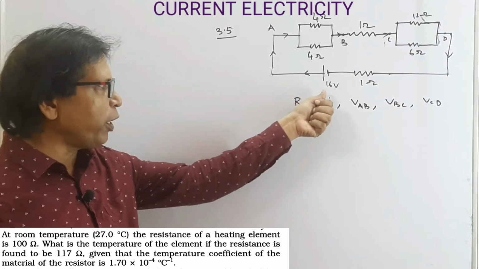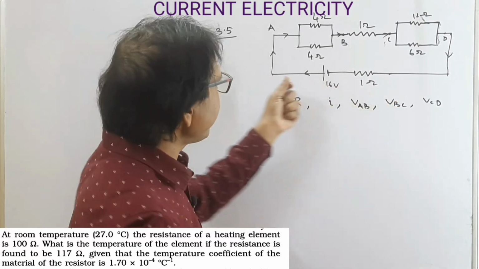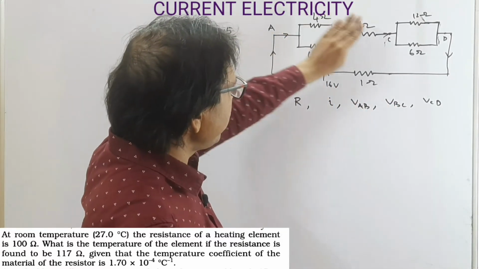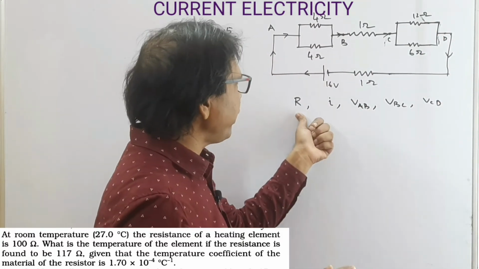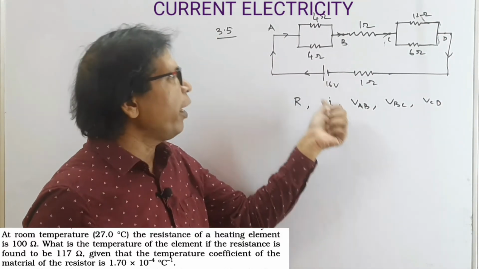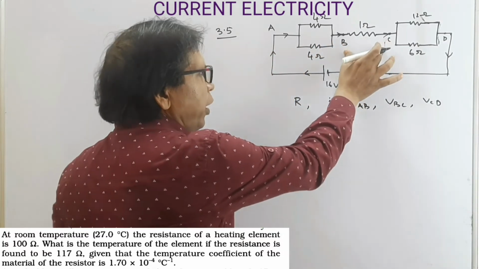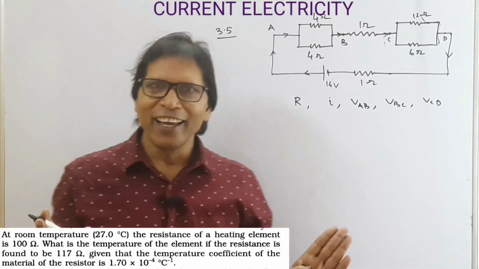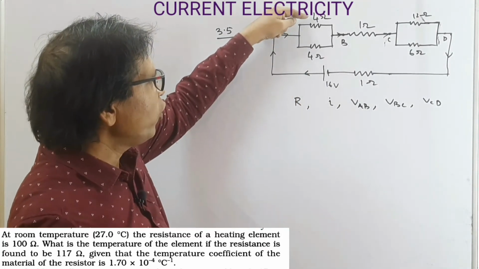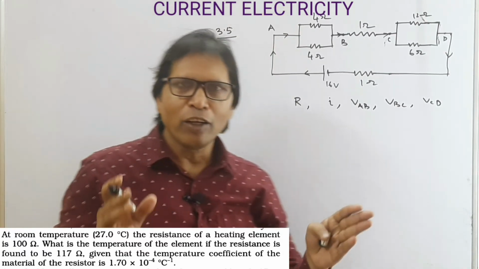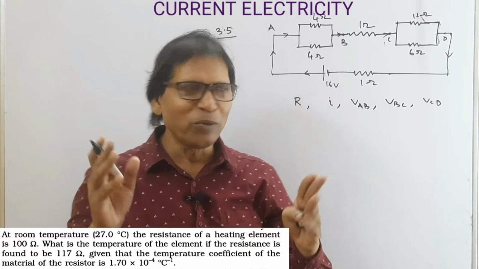Now look at this NCERT example. This is a cell of EMF 16 volt, internal resistance 1 ohm. It is connected in series with this and this. Now we have to calculate equivalent resistance, current I and potential difference across AB, BC and CD. Okay. Now look at this. First of all, equivalent resistance. This is 4 parallel 4. So 4 into 4 divided by 4 plus 4. So this is 2.